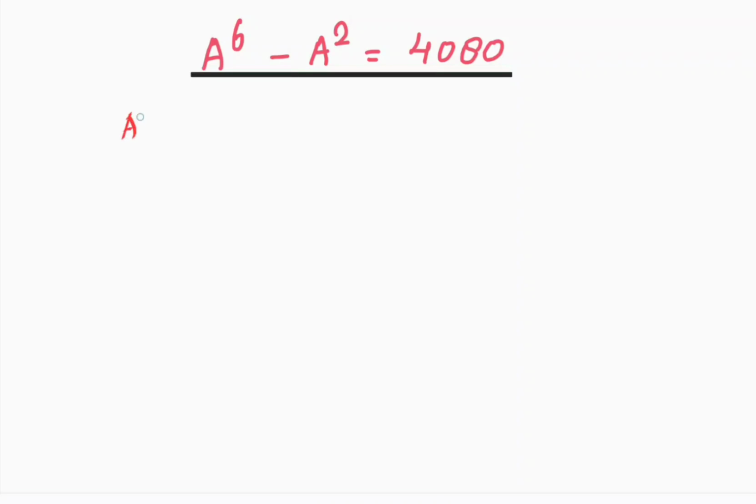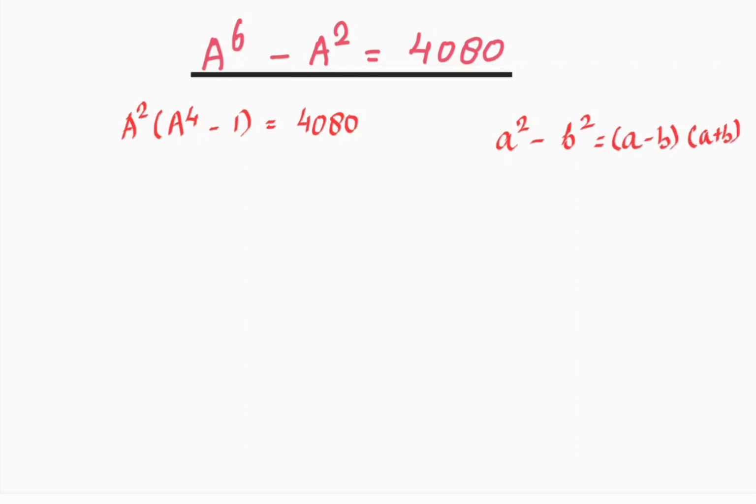In this question, let's take a square common. You get a raised to the power 4 minus a square is equal to 4080. To factorize a raised to the power 4 minus a square, remember a very important rule that a square minus b square is equal to a minus b multiplied by a plus b. Apply it here. So this will become a square minus 1 and a square plus 1 equal to 4080.